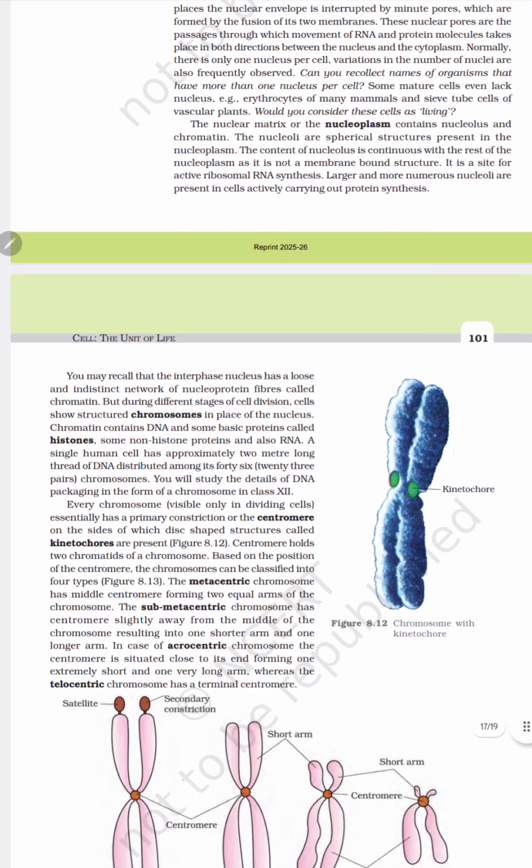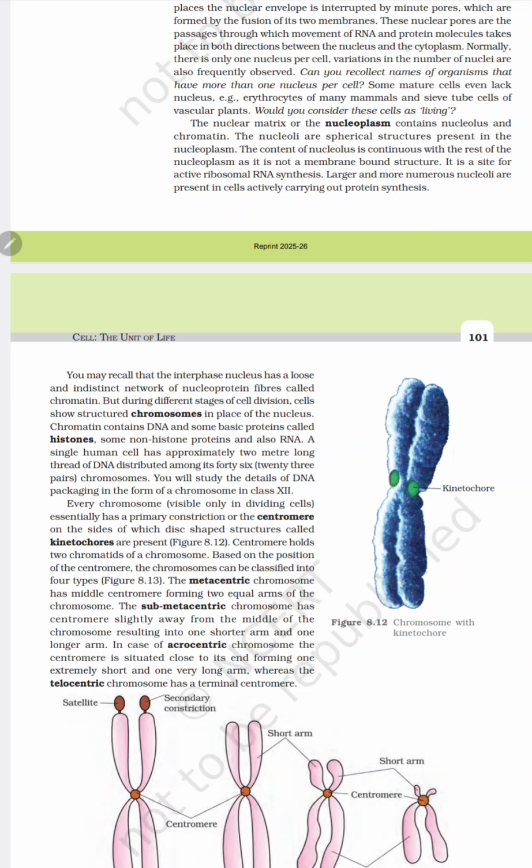Here is the structure of the chromosome, having the kinetochores. These two are chromatids. This is the kinetochore. Overall, this is the chromosome.